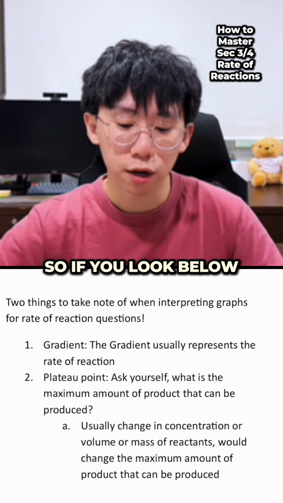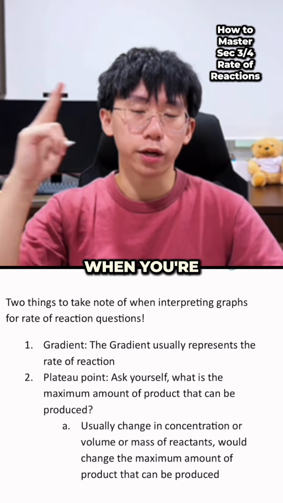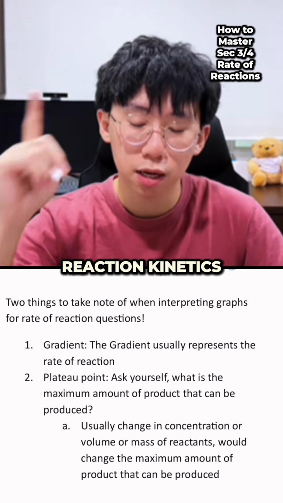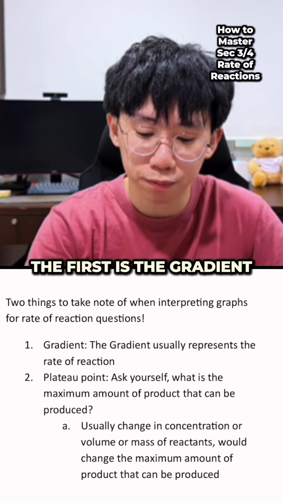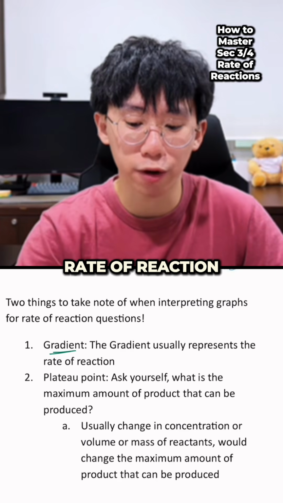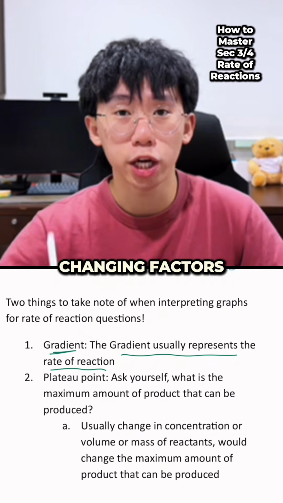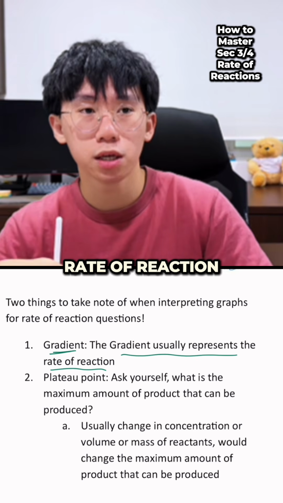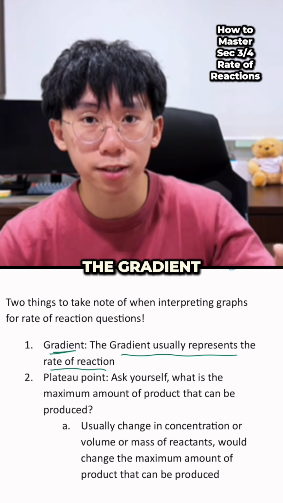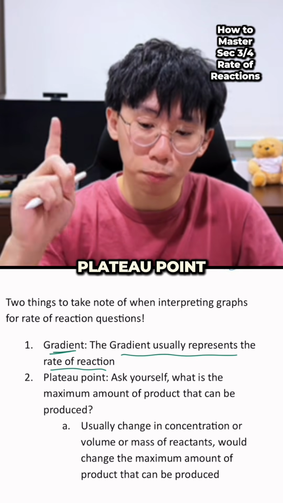So if you look below, there are two things you need to take note of when you're interpreting graphs for reaction kinetics. The first is the gradient. The gradient represents the rate of reaction. So if you are changing factors that could affect the rate of reaction, you need to pay attention to the gradient. Next is the plateau point.